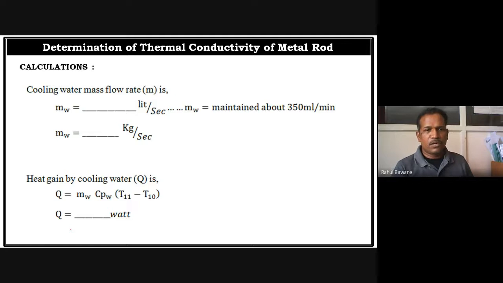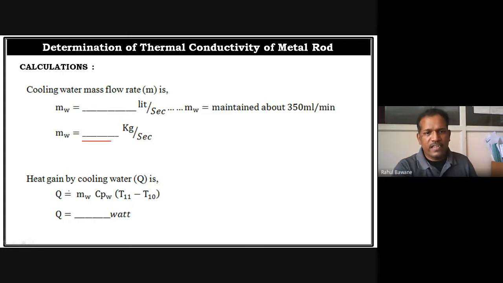So sample calculation: we have to calculate cooling water mass flow rate first. In a beaker we will measure in liter per minute, then we can convert into liter per second. Never go more than 350 ml per minute. We convert to liter per second, and we assume that 1 liter of water is equal to 1 kg. So mass flow rate of water is in kg per second. We will note down here.